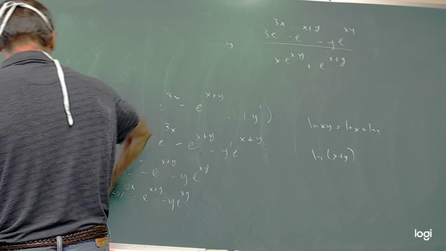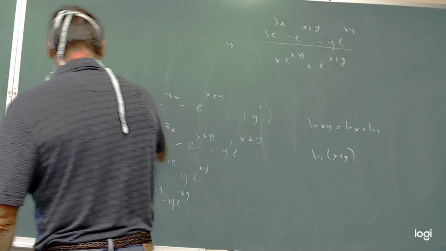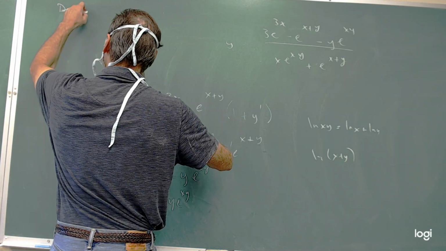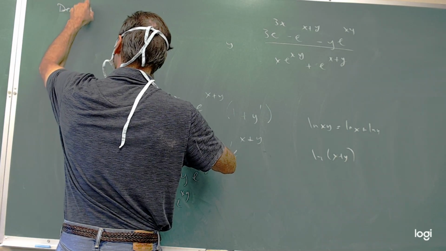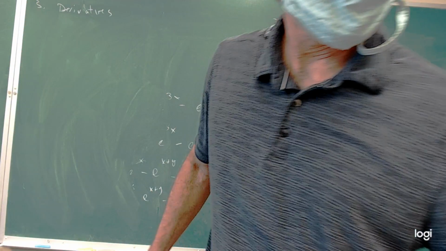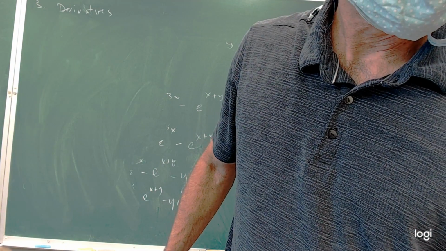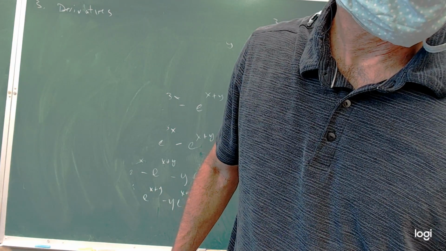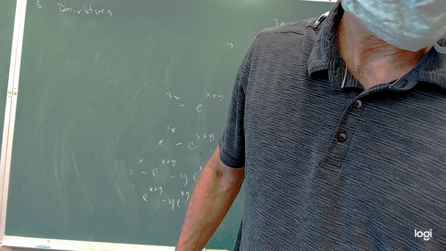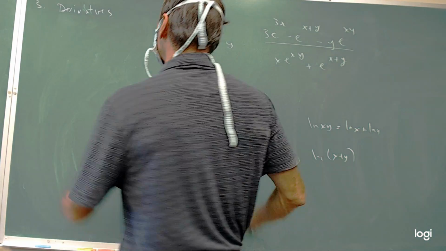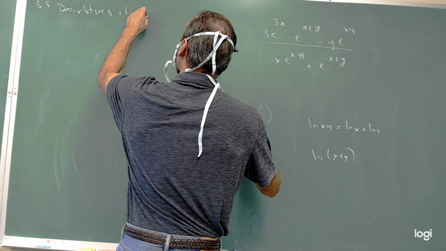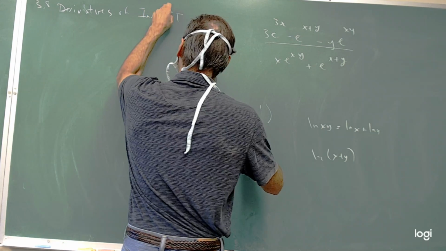So that is that. Let's talk about derivatives of inverse trig functions. So this is now 3 point something else. Yeah, we're moving along here. 3.8, I think. Yep. 3.8. Derivatives of inverse trig functions.